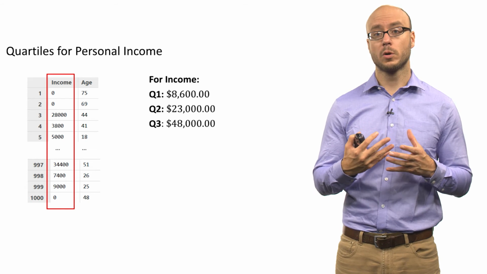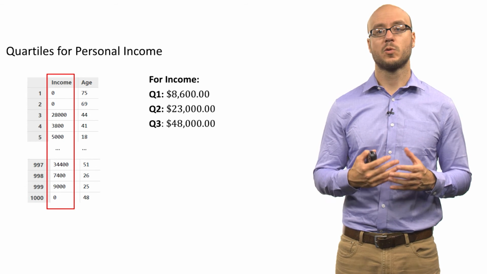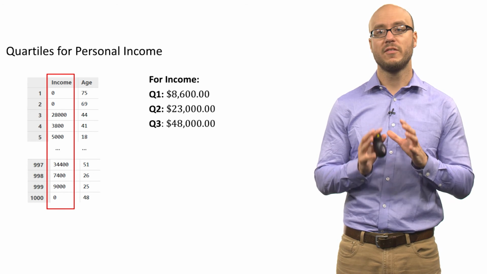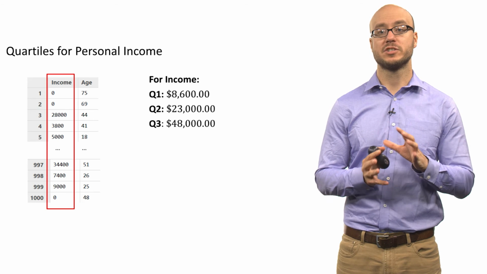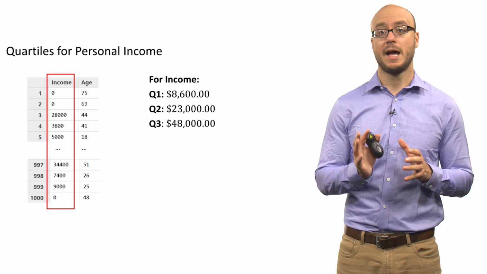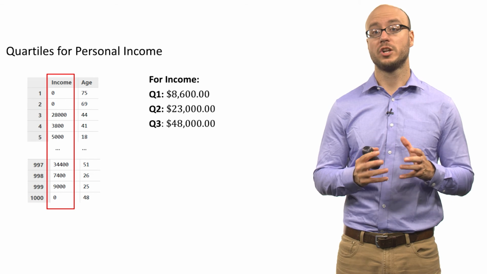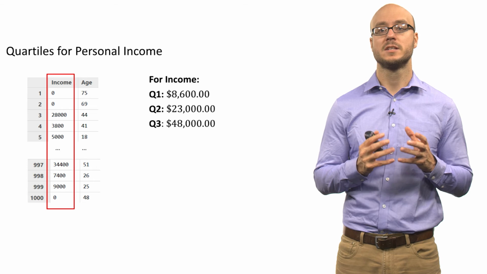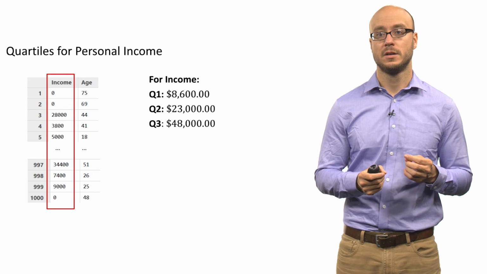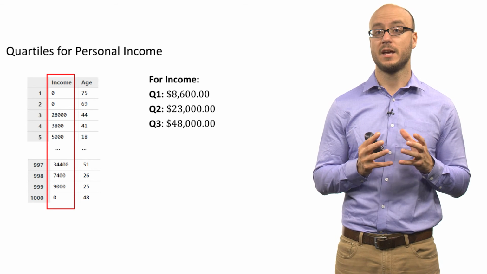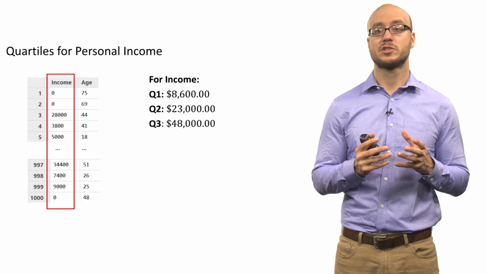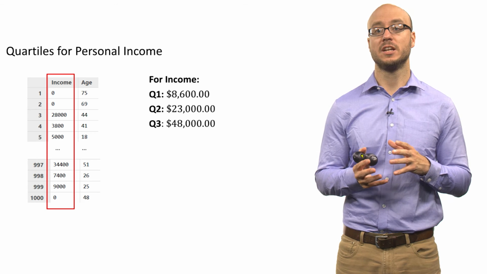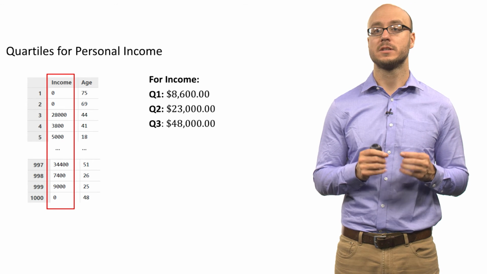If we look at these different quartiles, you can see the first quartile is about $8,600. That means 25% of our observations, 25% of people in our data set, lie below $8,600. To put it another way, about 25% of adult Americans make less than $8,600 each year. The second quartile is the same as the median. So that is $23,000. So about half of adult Americans above the age of 18 make less than $23,000 each year.